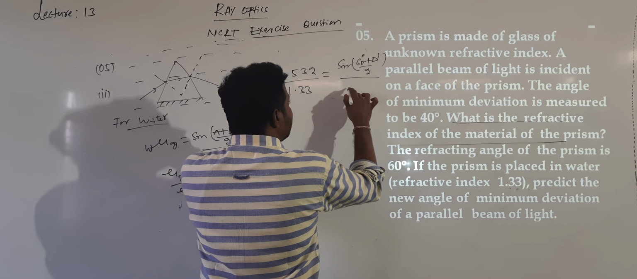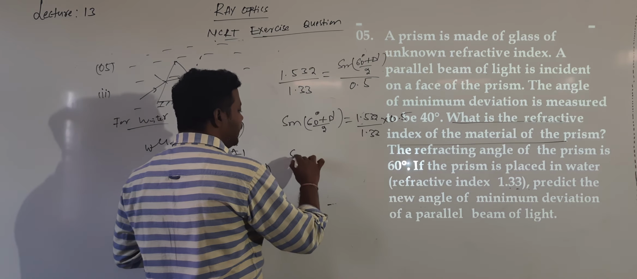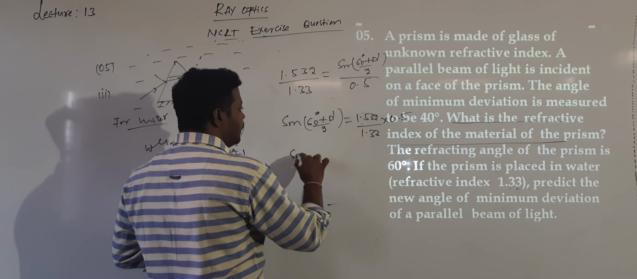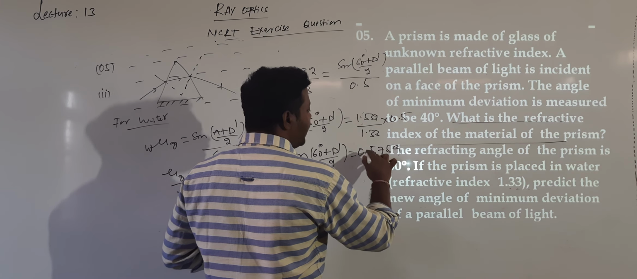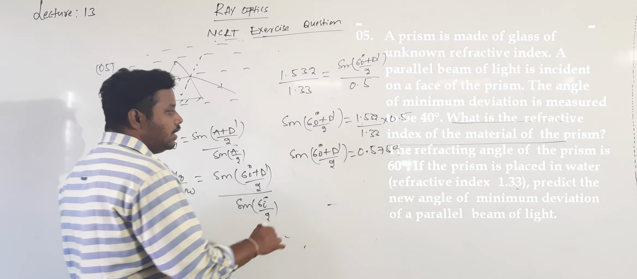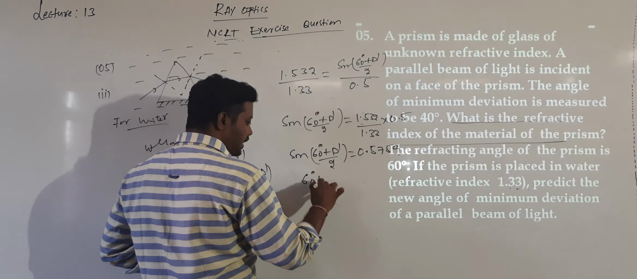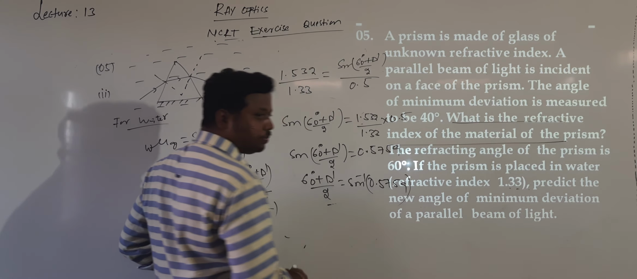So from this, after multiplication, we will get the answer 0.5759. Sin of (60 degrees plus D dash) by 2 is equal to 0.5759. I have used the calculator only, with the calculator only you can do it. So from this, (60 degrees plus D dash) by 2 will be equal to sine inverse of 0.5759.